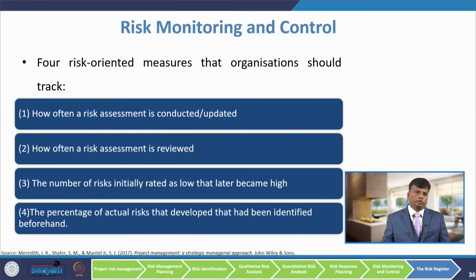The next point we are going to discuss is risk monitoring and control. There are 4 risk-oriented measures that an organization should track, because you have to keep on monitoring the risk; you cannot wait until after the risk has happened. One is how often a risk assessment is conducted or updated. The second is how often a risk assessment is reviewed. The third is the number of risks initially rated as low that later become high. The fourth measure is the percentage of actual risks that developed that had been identified beforehand.